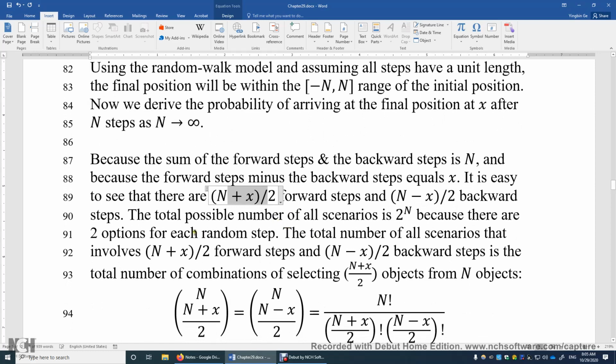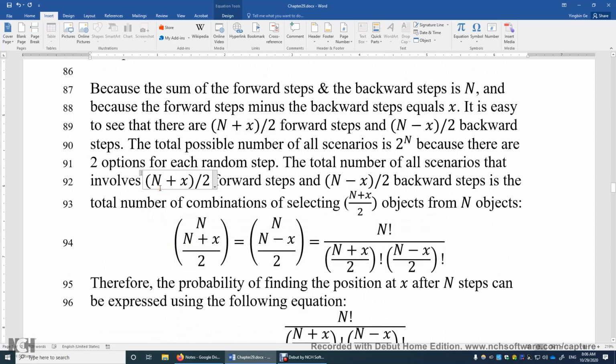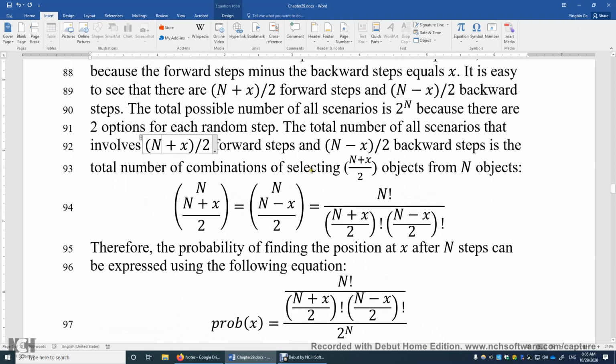All right. So now we're just going to look at the number of combinations of finding this person moving in the forward direction this many steps, or the number of combinations of finding this person moving in the backward direction this many steps. They are exactly the same. The expression is this. So again, this is the combination of selecting m plus x over 2 forward steps out of n steps.